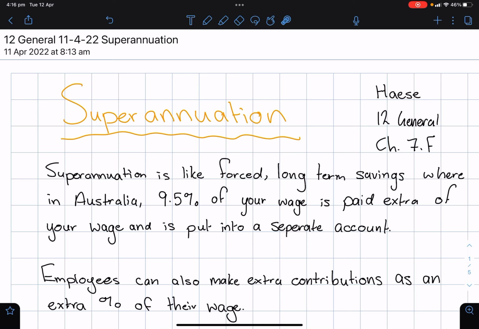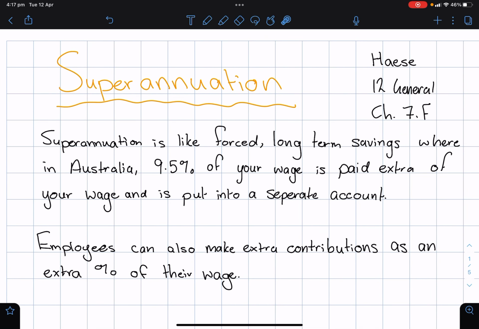So your super is like forced long-term savings, all right? So in Australia, 9.5% of your wage is paid by your employer into a separate account, which then compounds over time. And then by the end of your retirement, when you do retire, you have this whole bunch of money that you can live off of.